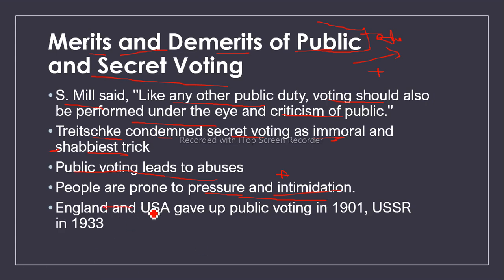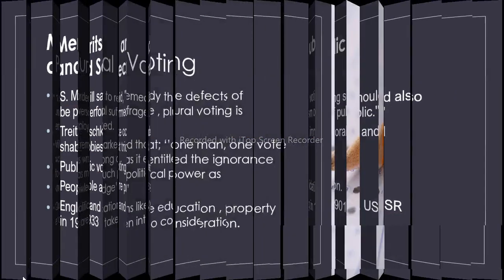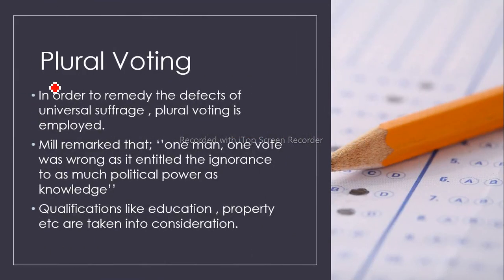In England and the USA, there was public voting before 1901, but they gave it up in 1901, and the USSR started secret voting in 1933. The next thing is plural voting.